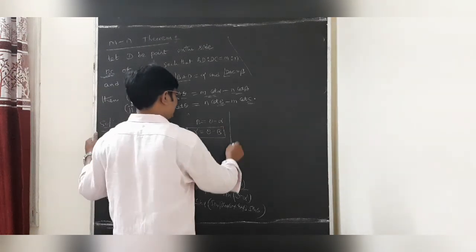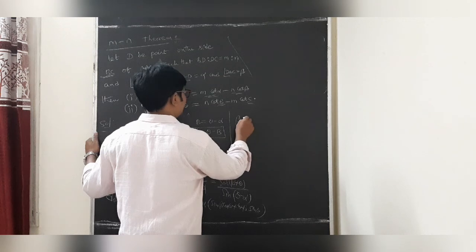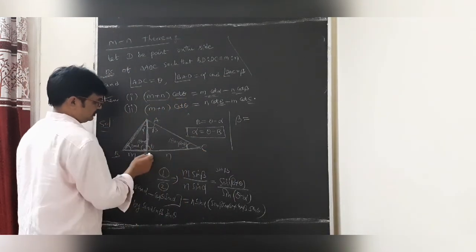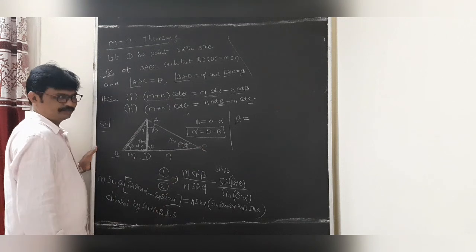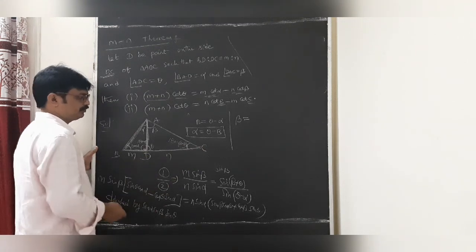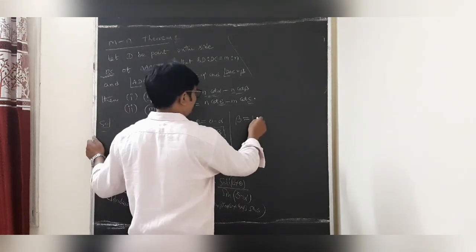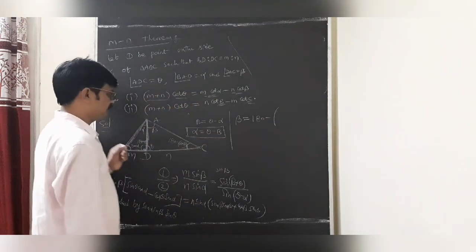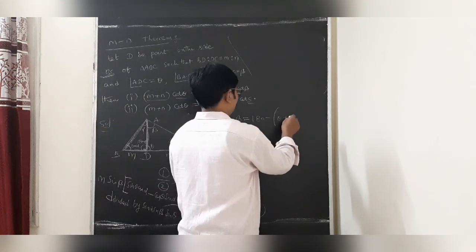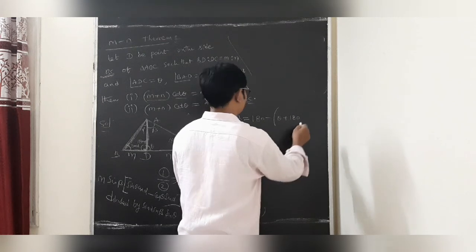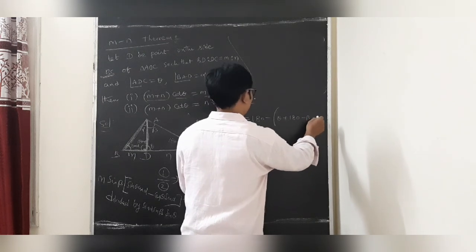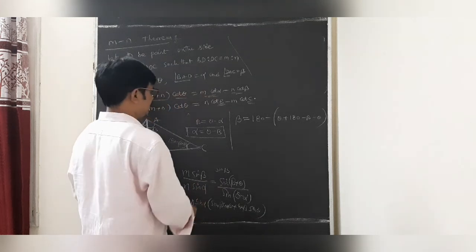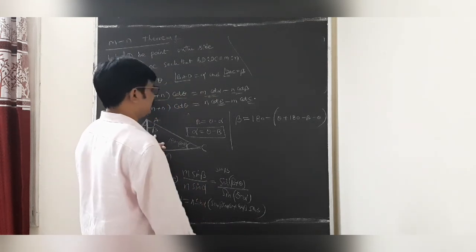How can you write beta? Beta is, students, 180 minus of C plus D. That is, 180 minus the sum of these two angles. That is theta plus 180 minus beta minus theta. So dear students, this is beta.